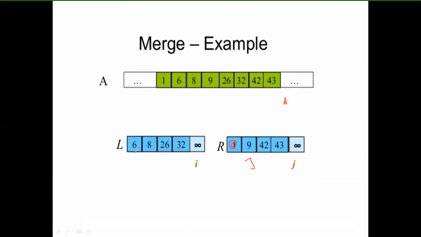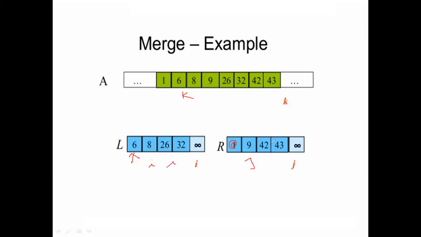This 9 is compared with 6. Then after storing this element, the k value is incremented by 1. We parallelly increment the k value, and whichever element is least, left or right, that index will increase by 1. So in this case, i is stored here, so i is incremented by 1, then 8 is compared with 9, again 8 is compared with 9, then i is incremented by 1.